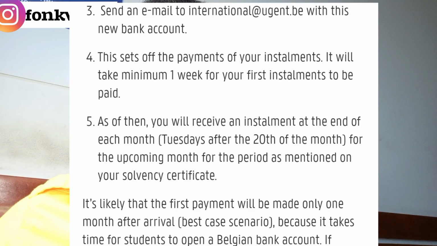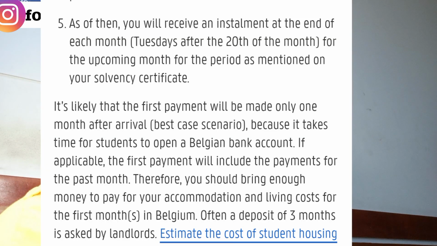If you are rejected, if you've done everything, if they are sending a message, it is called My Oasis for Ghent University. Send an email to internationalurgent.be with this new bank account. This sets off the payment of your installment. So when you send the email, they are going to set the installment payment. It will take a maximum of 1 week for your first installment to be paid. Now, you are not doing this installment payment to your tuition, right? You are doing it when you send the email, they will set it, then know how much they will be sending to you every month. That's the money you deposited in that blocked account. So that's what they mean by installment payment will be set.